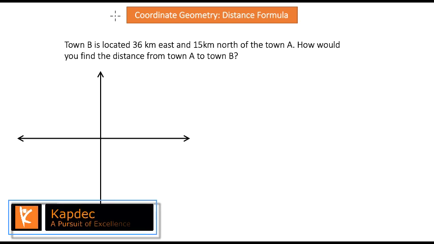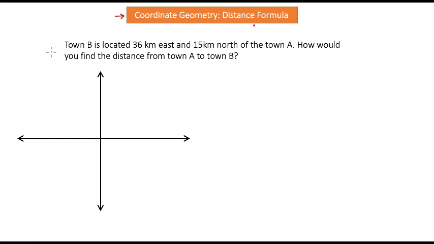In this lesson on coordinate geometry, we'll talk about how to use the distance formula to measure the distance between 2 points. Before we go there, let me talk to you a little bit about a situation in which we have a town B located 36 kilometers east and 15 kilometers north of town A. How would you find the distance between these 2 points?